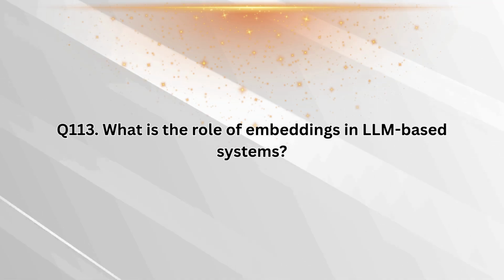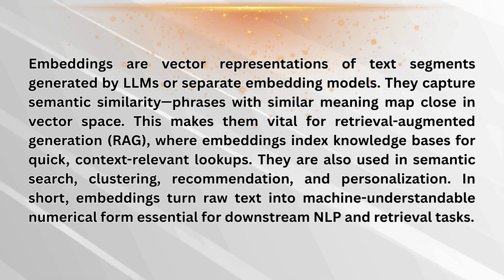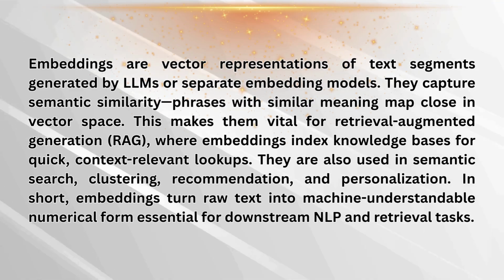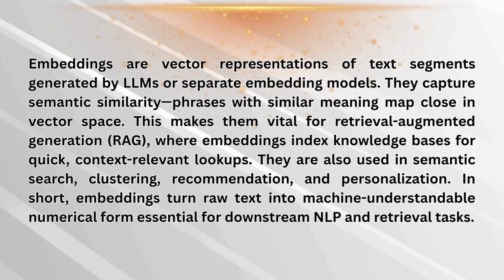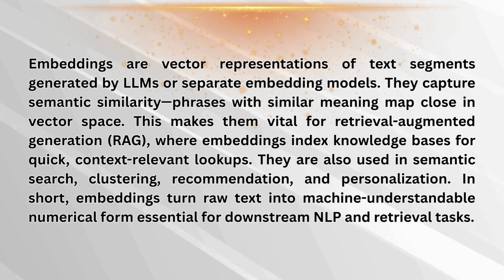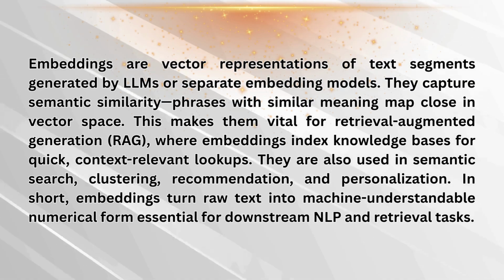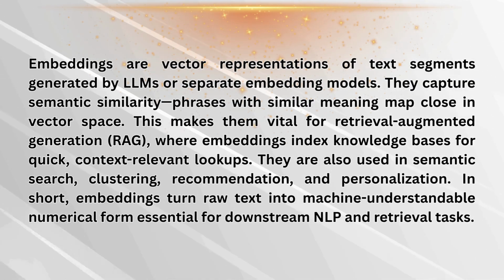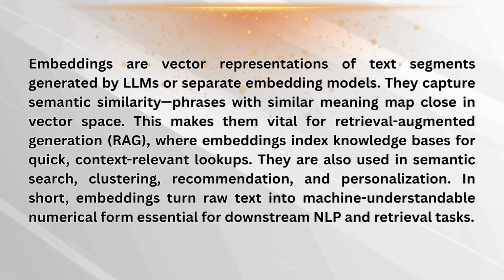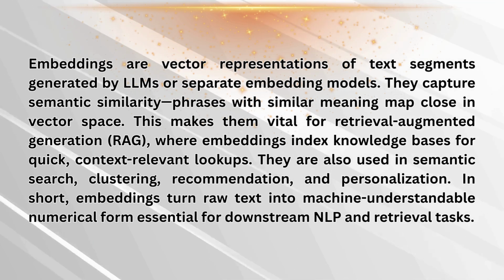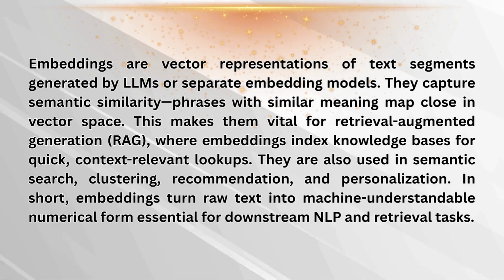What is the role of embeddings in LLM-based systems? Embeddings are vector representations of text segments generated by LLMs or separate embedding models. They capture semantic similarity; phrases with similar meaning map close in vector space. This makes them vital for retrieval augmented generation, RAG, where embeddings index knowledge bases for quick, context-relevant lookups. They are also used in semantic search, clustering, recommendation, and personalization. In short, embeddings turn raw text into machine-understandable numerical form, essential for downstream NLP and retrieval tasks.